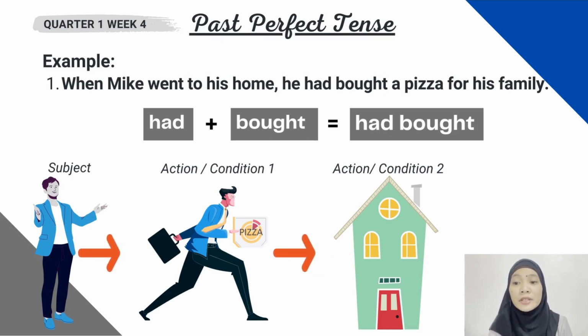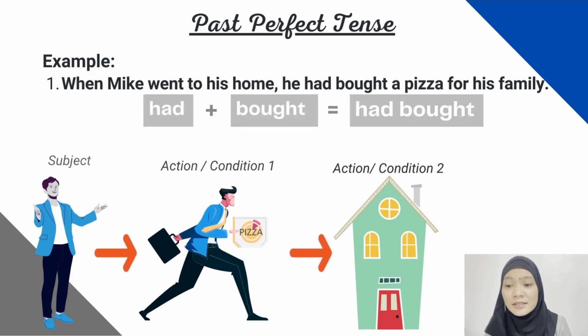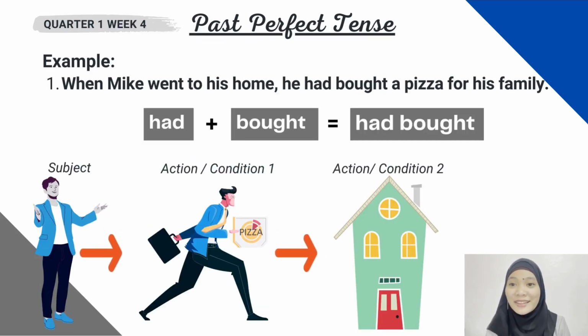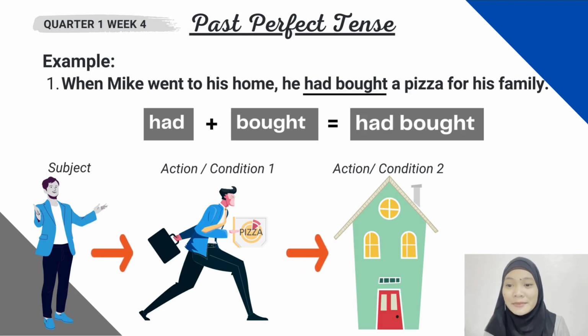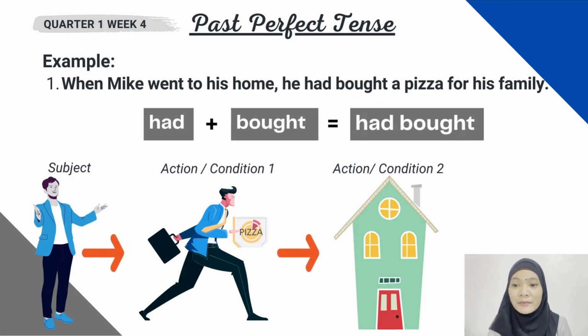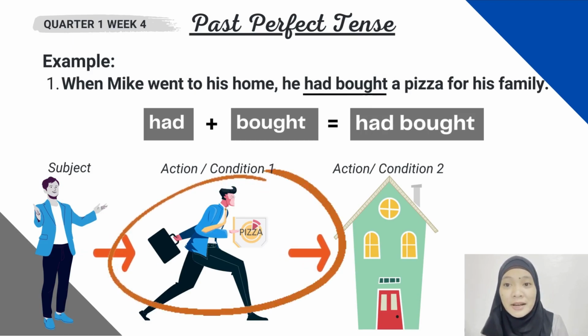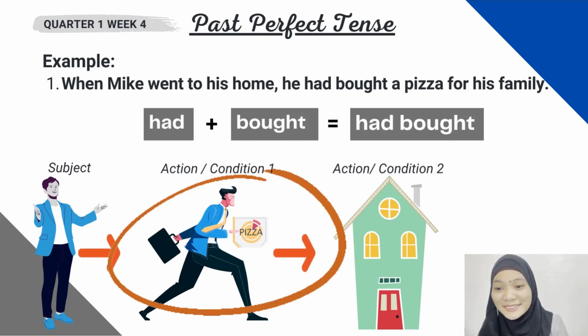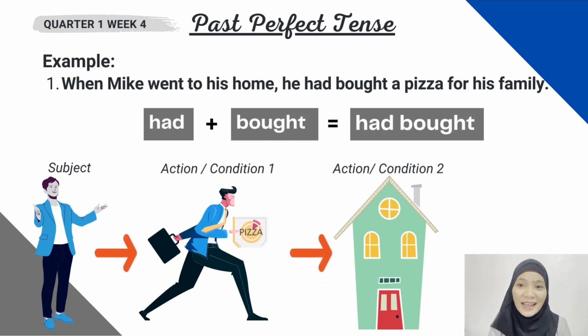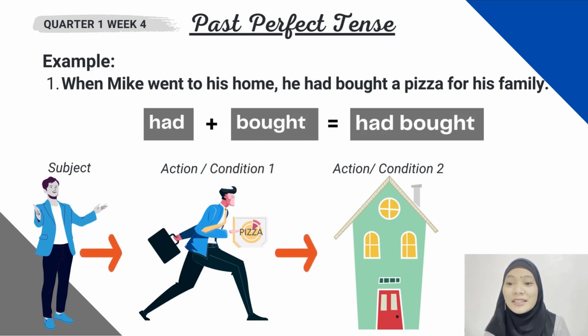So how are we going to state that in one sentence? The past perfect tense will be applicable since we have two actions included in one sentence. The first action is when Mike bought a pizza. And then the completed action is when Mike went to his home.